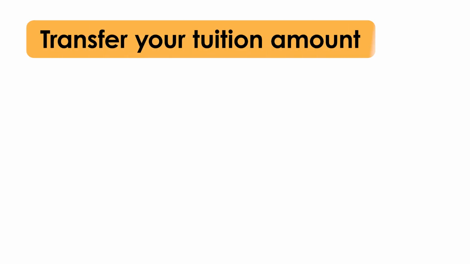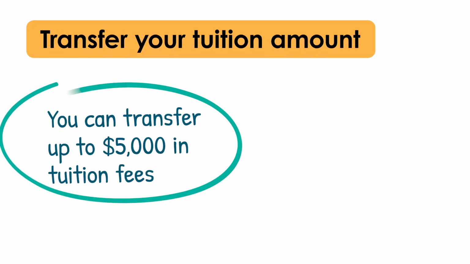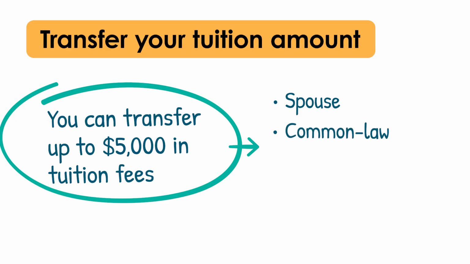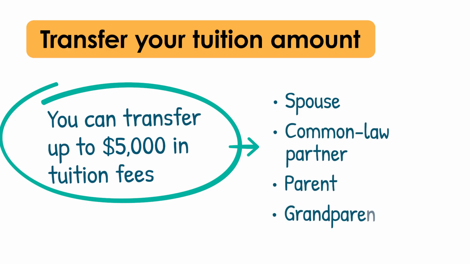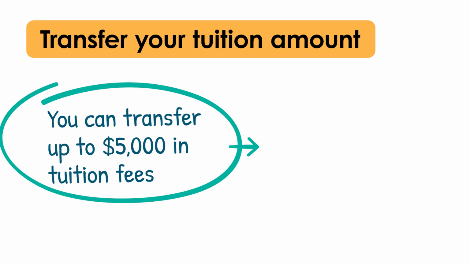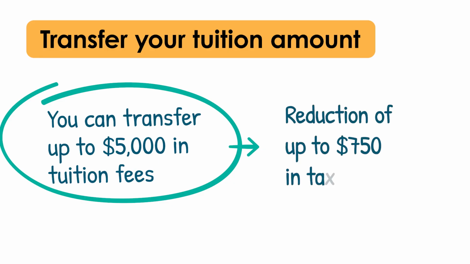You may choose to transfer all or part of your registered tuition amount for the year to a spouse, common law partner, parent, or grandparent. If they owe money on their tax return, you can transfer up to $5,000 in tuition fees to help lower their tax bill. This can represent a reduction of up to $750 in tax owed.